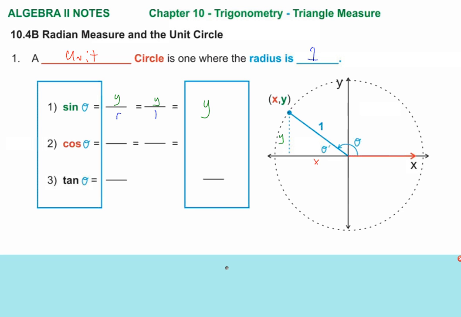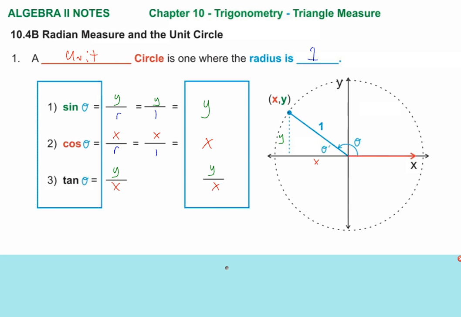And so, same concept with the cosine. Cosine is the adjacent, in this case x, normally over the hypotenuse r. But again, what's r? It's 1. So you just get x over 1, which is x. So for a unit circle, the sine of theta is y, the cosine of theta is x, and the tangent is the opposite, the y, over the adjacent, the x. And guess what? That just stays y over x.